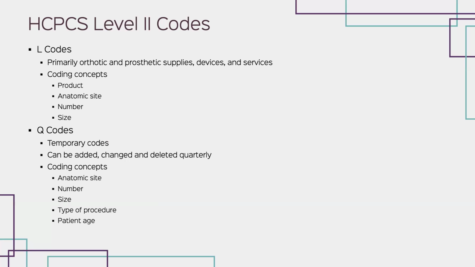Your Q codes will include your temporary codes. They can be added, changed, or deleted on a quarterly basis. Once they are established, they are usually implemented within 90 days. And that's the time that's needed to prepare and issue your implementation instructions, as well as enter those codes into CMS and the contractor's computer systems, as well as initiate any user education.